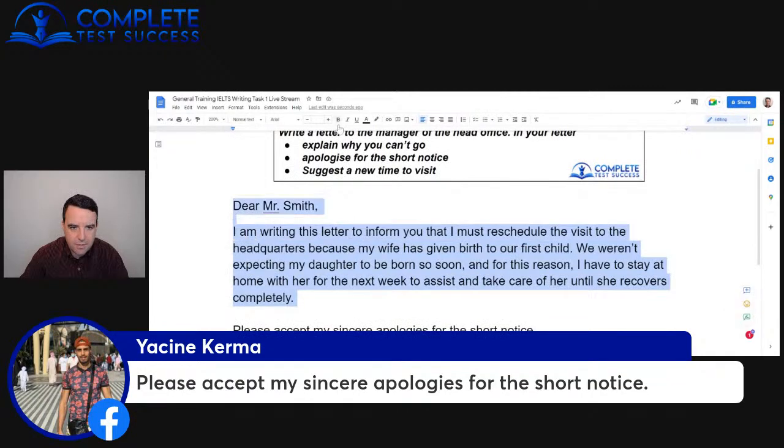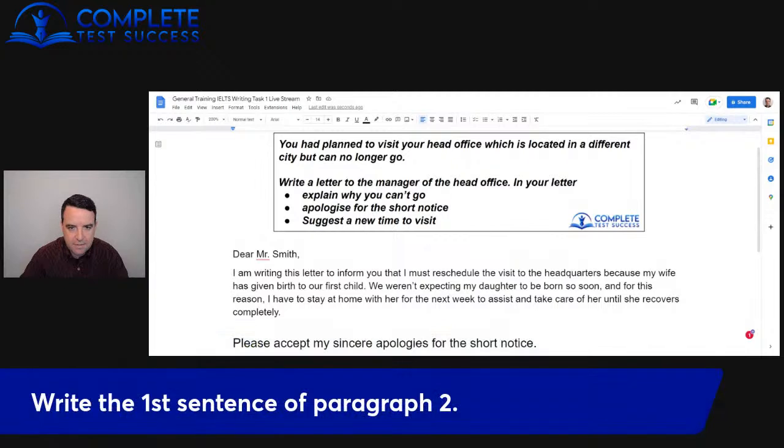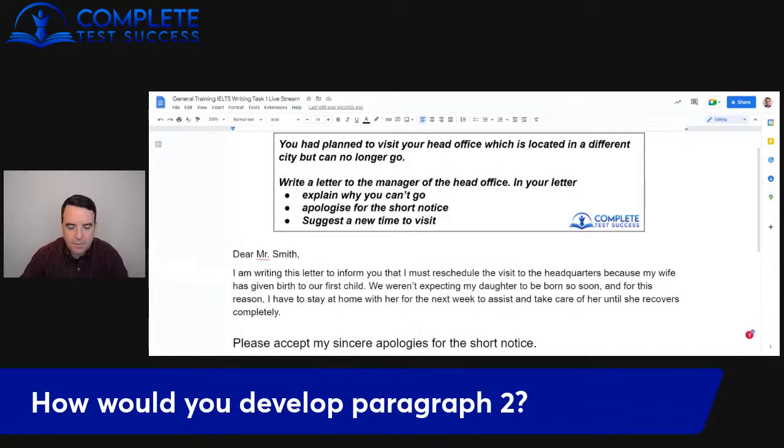Let me just make this bit a little bit smaller so we can get everything on the screen. Okay, so now we need to finish the paragraph. Okay, so good job, Yasin. Definitely that works. But how are we going to write the rest of the paragraph? So this is probably, I think, of all the prompts, apologize for the short notice, it's probably the most difficult one, or to apologize, because you said you're sorry. Now you have to keep talking about why you're sorry. So you kind of have to grovel a bit. But that's the task. That's what you need to do.